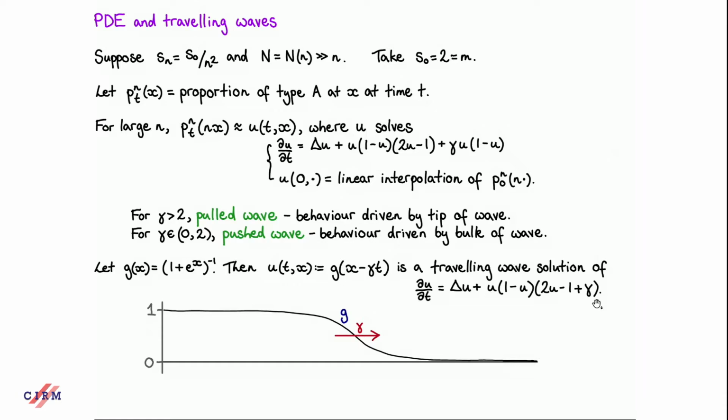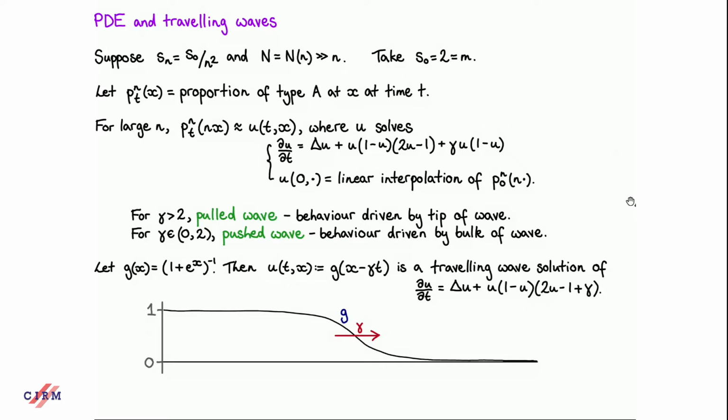So here I've just put the two nonlinear terms together into one nonlinear term, and this turns out to be the travelling wave solution that solutions with front-like initial conditions converge to. So in the picture, I'm trying to show you roughly what this travelling wave solution looks like. So it has shape g, and it's moving to the right at speed gamma. So that's what solutions of the PDE look like.